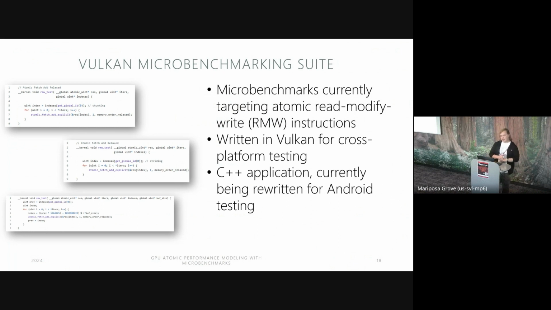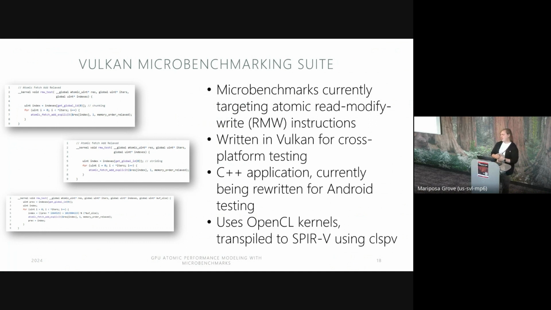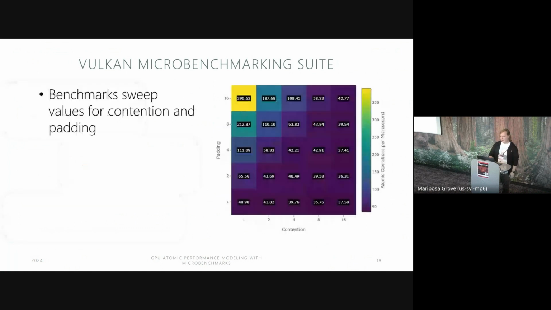It is a C++ application that we are currently trying to rewrite to work on some of our Android devices, and I'll talk a little bit more about that in future directions. And we use OpenCL kernels that we transpile to SPIR-V using CLSPV, which is a Google-provided tool that is a transpiler from OpenCL to SPIR-V, and we then execute that SPIR-V in our Vulkan application.